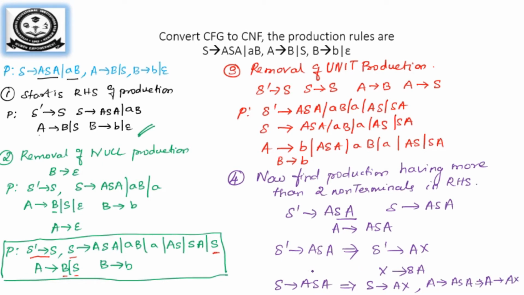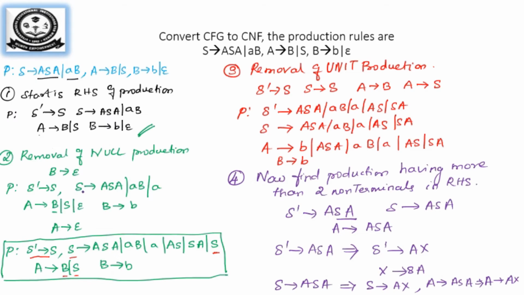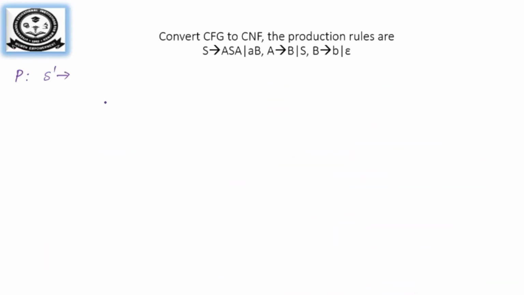So now we will change the production rule. We will write it on a new page. So P will be, S dash tends to, as I said, ASA is being replaced with AX. So in every term, ASA will be replaced with AX. So we'll replace it, and what you will have is AX.